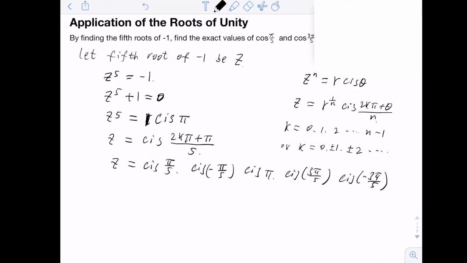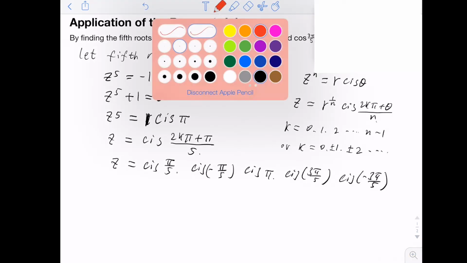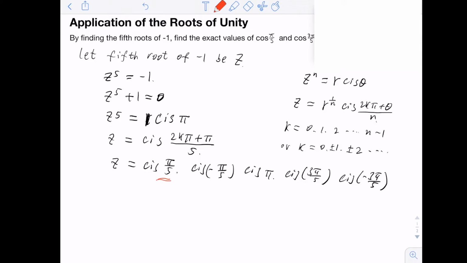In this answer, as you can see, we have pi on 5, which is what we need, and we have 3 pi on 5. The problem is we have cis here. It's not cos, it's cis. So how are we able to change the cis into cos?